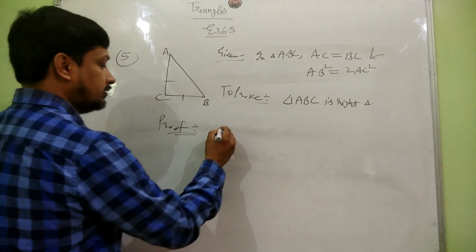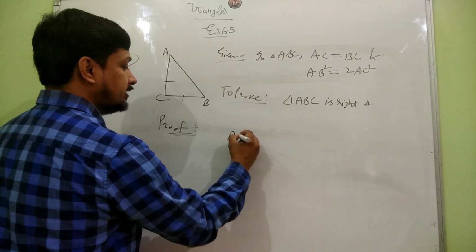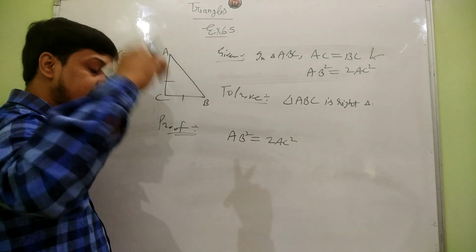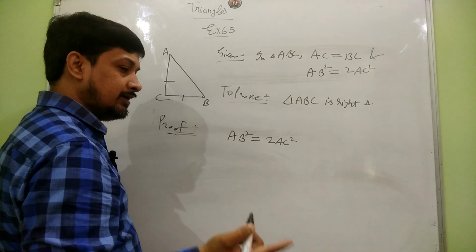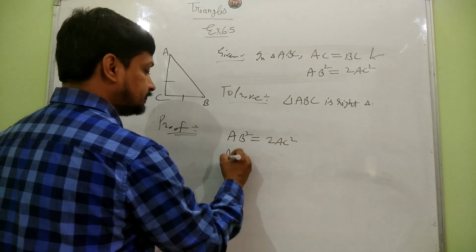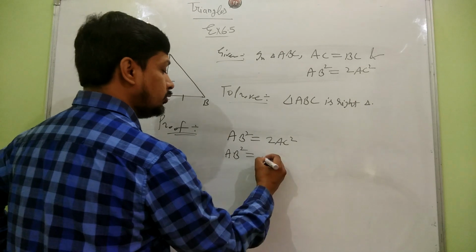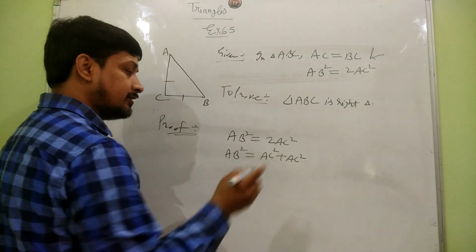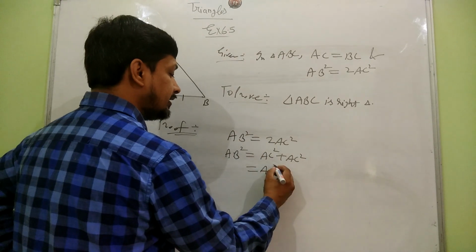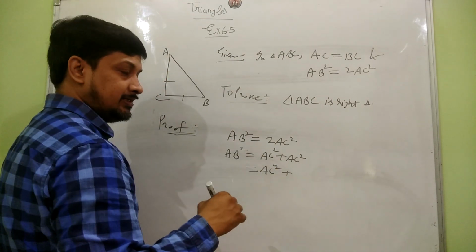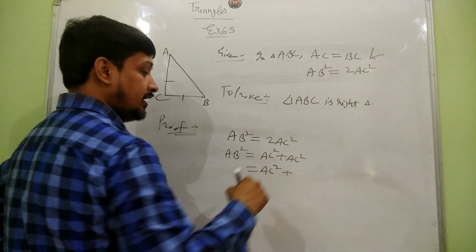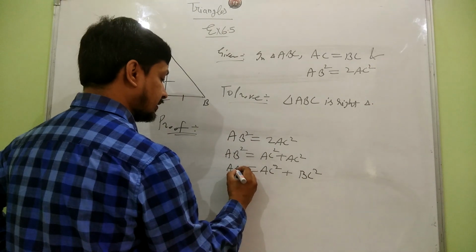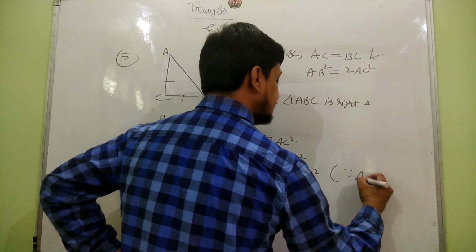So, AB square equals 2AC square. You will apply the reverse steps. What you did in the second last step, you can write 2AC square as AC square plus AC square. And what you did in the third last step, you had written BC to be AC. So here you will write AC to be BC. Simple. Since AC equals BC.